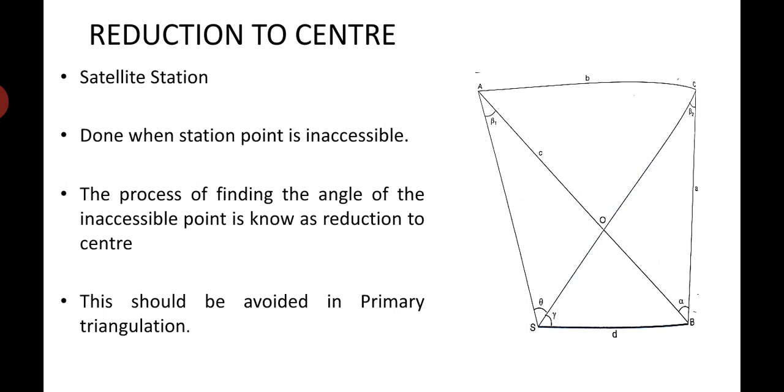Now here I have written a few points that you have to keep in mind. Reduction to the center is all about the satellite station, done when the station point is not accessible, and it is not possible to set up the instrument or the tower at the exact point where we want. Then the process of finding the angle at the inaccessible point is known as the reduction to the center, or coping with the main station. If the observations were made from the main station, what are the things that we are going to change? All those things we are going to discuss in this video. This should be avoided in primary triangulation at any cost, right?